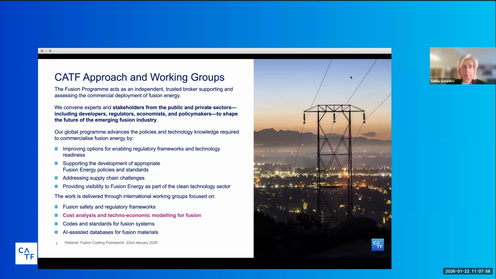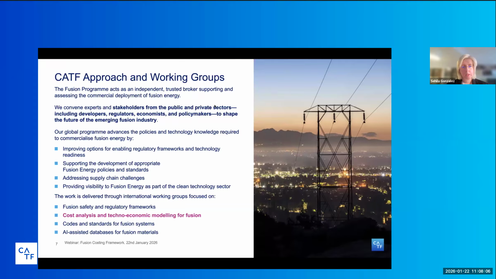We have set up a number of international working groups, and the work that you are going to see in this webinar is the result of one of those. One of these international working groups was run by Simon and his team. It was on cost analysis and techno-economic modeling for fusion. It is an activity that we want to keep, and we want to get more data, get more knowledge, introducing it into the model, into the application, to get better and better over time. We also have codes and standards for fusion systems and an artificial intelligence assisted database for fusion materials, among other activities. Next one, please.